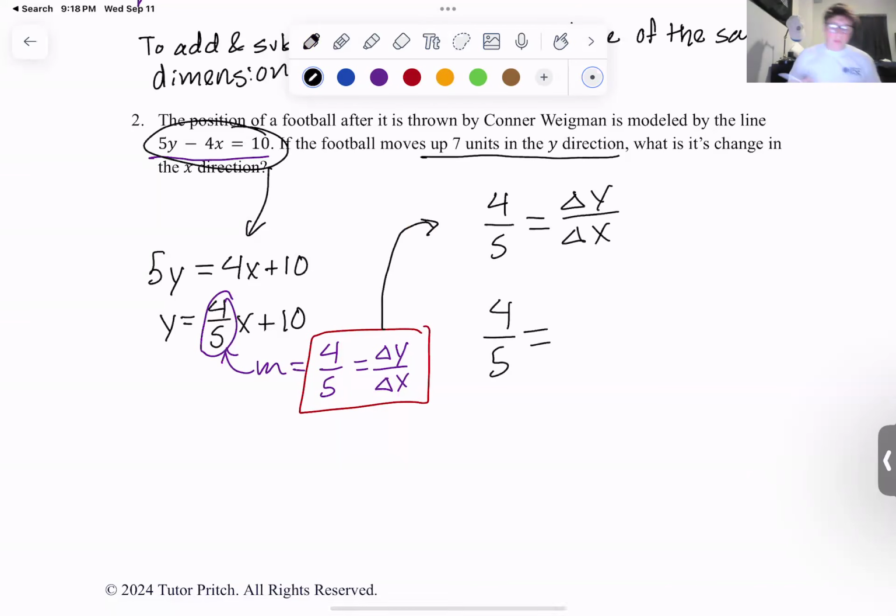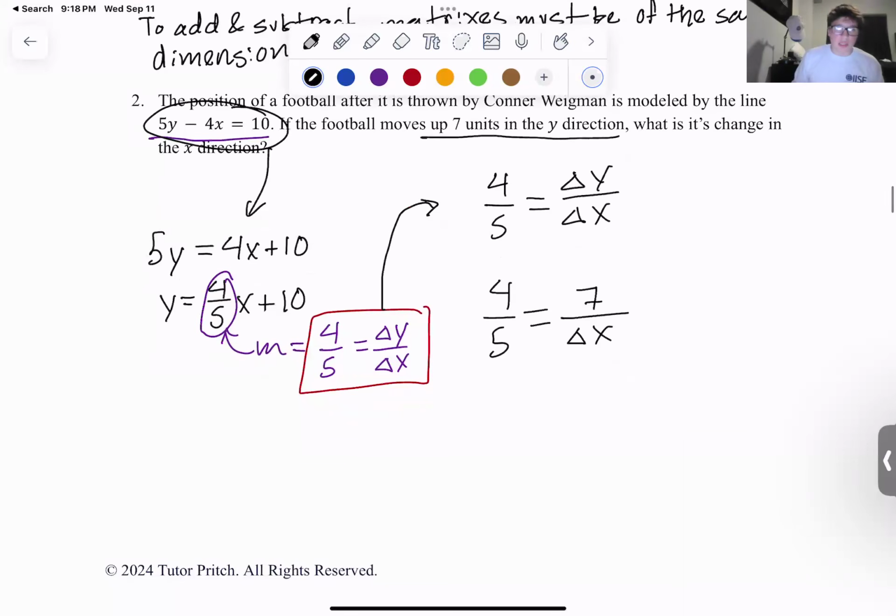then for our problem right here, if the football moves up 7 units in the y direction, if it changes 7 units positive, then that divided by the change in x must be equal to our slope, which is 4 over 5. So let's go ahead and do that. Let's solve for change in x. I can multiply both sides by delta x.